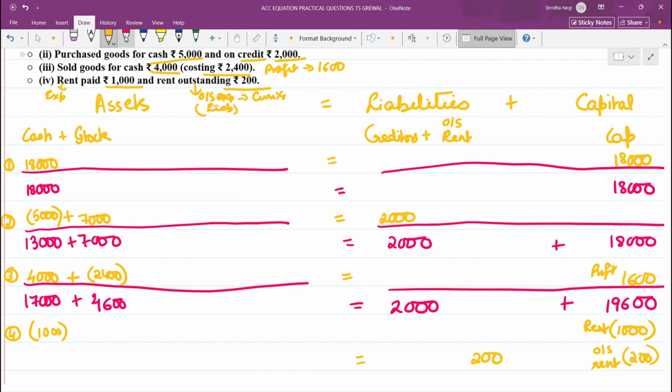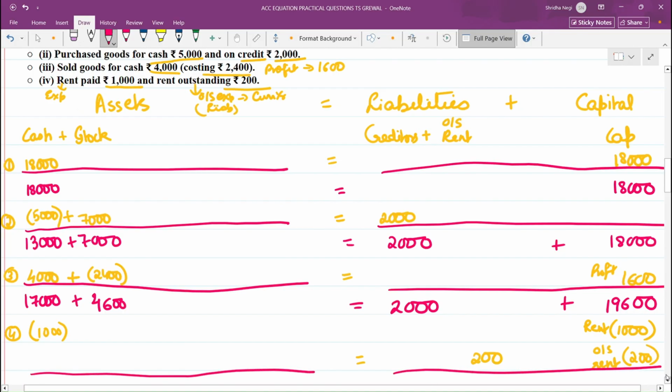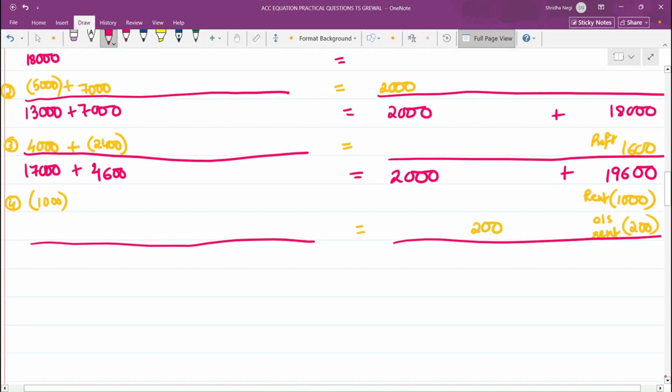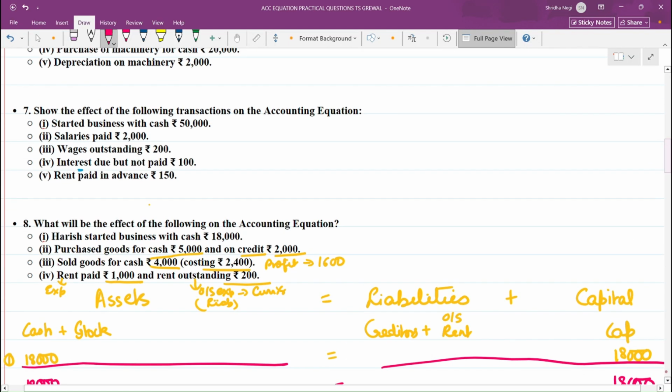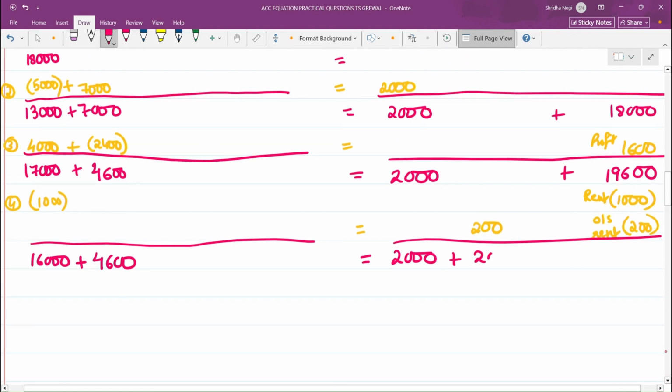So now let's get the balances of the RHS and the LHS. Okay, let's see how much comes. So capital will decrease, 17,000 minus 1,000 it will be 16,000, and this 4,600 is your stock, equal to sign. What is this? Creditors 2,000 plus outstanding rent 200 plus how much is your capital now? Capital will be how much?